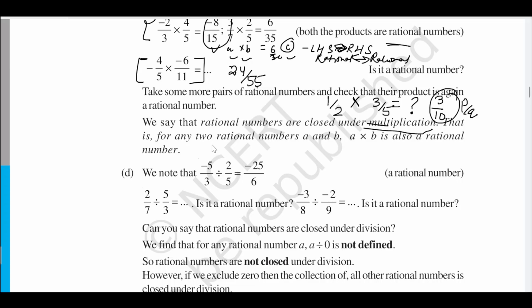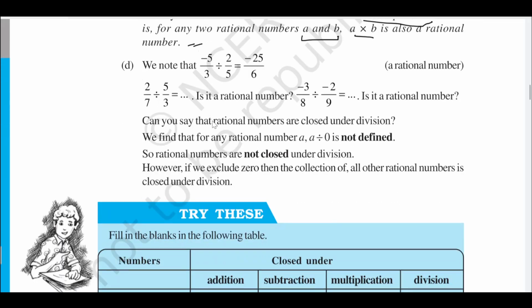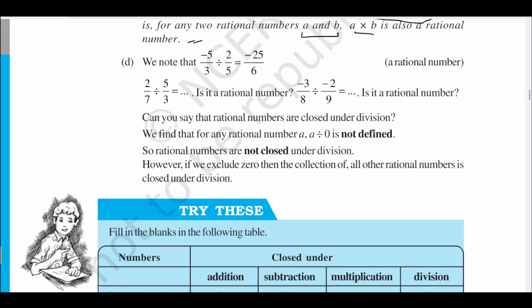That is, for any two rational numbers A and B, A into B is also a rational number. Now let's take another example and check whether rational numbers are closed for the division operation. So minus 5 by 3 divided by 2 by 5. What will we get if we try to solve this? Division will turn into multiplication and the second fraction will be inverted.